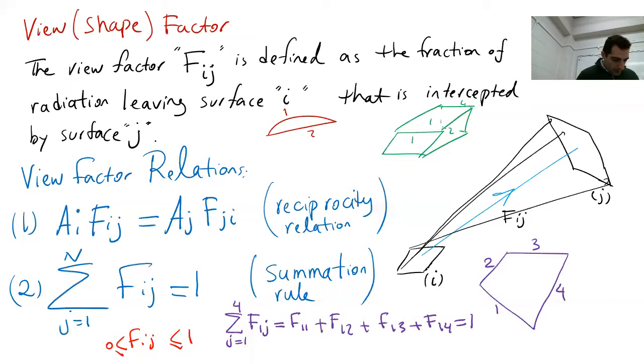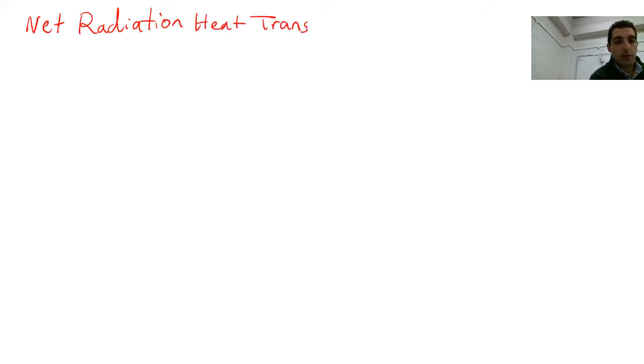So let's talk about the net radiation heat transfer. Those are the only two view factor relations that we're talking about. That's only two. Reciprocity rule: A1 F12 is equal to A2 F21, and the summation of all view factors inside an enclosure should be 1. F11, F12, F13, F14, F15, add them all together should be 1.